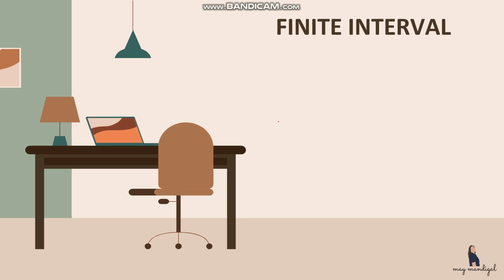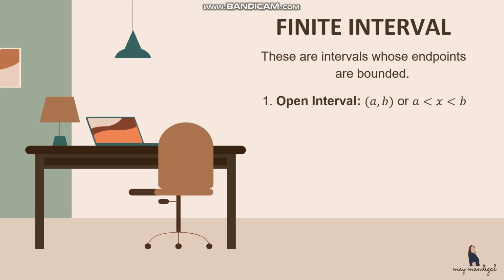So we have what we call the finite interval. These are intervals whose endpoints are bounded. When you say finite interval, that means we have endpoints, or there are boundaries. The first kind of finite interval is the open interval. In an open interval, our boundaries are not included. So we use A not included up to B not included, or we can say that x is greater than A but less than B.